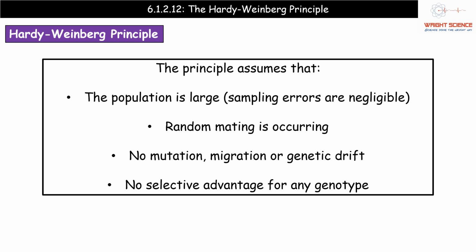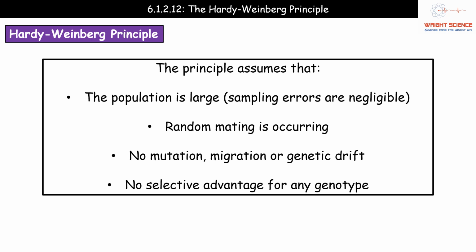Before we delve into the mathsy bit, let's recap some of the key assumptions that are made when we're using the Hardy-Weinberg Principle. First, the population is large. Secondly, we have random mating occurring. Third, there's no mutation, migration, or genetic drift occurring. And finally, there is no selective advantage for any particular genotype.